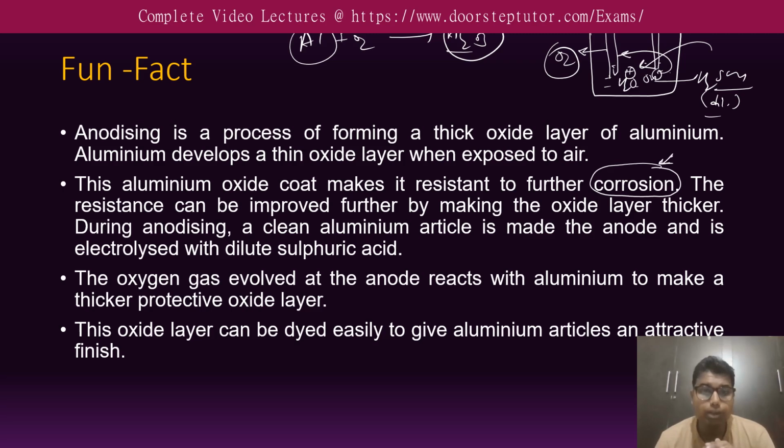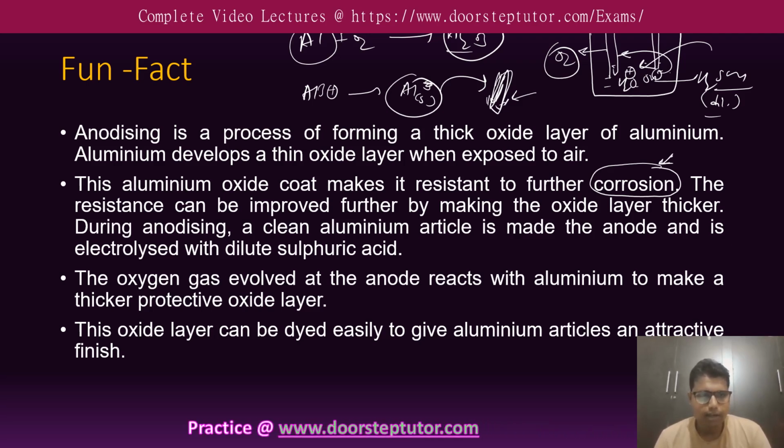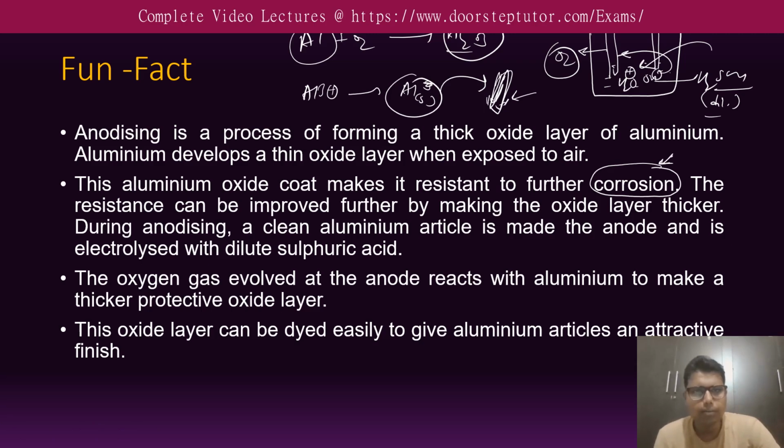But if there is aluminium, then aluminium will form a layer of aluminium oxide, and this process is known as anodizing. Okay, this process is known as anodizing, and this oxide layer can be dyed easily to give aluminium articles an attractive finish. It also makes any substance attractive, so that is good as well.